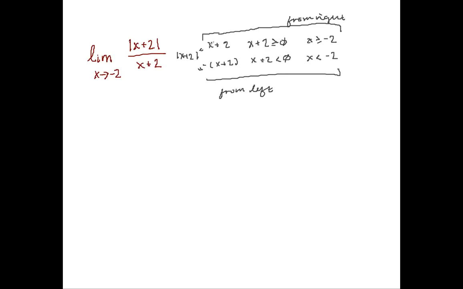Okay. So we've established the conditions when x is greater than minus two, or when it's approaching minus two from the right. And this is the conditions when it is approaching minus two from the left. So now we know which two ways we need to deal with this. So we're going to split this up into the limit of x going to negative 2 from the left of the absolute value of x plus 2 over x plus 2. And then we have the limit as it's approaching from the right.